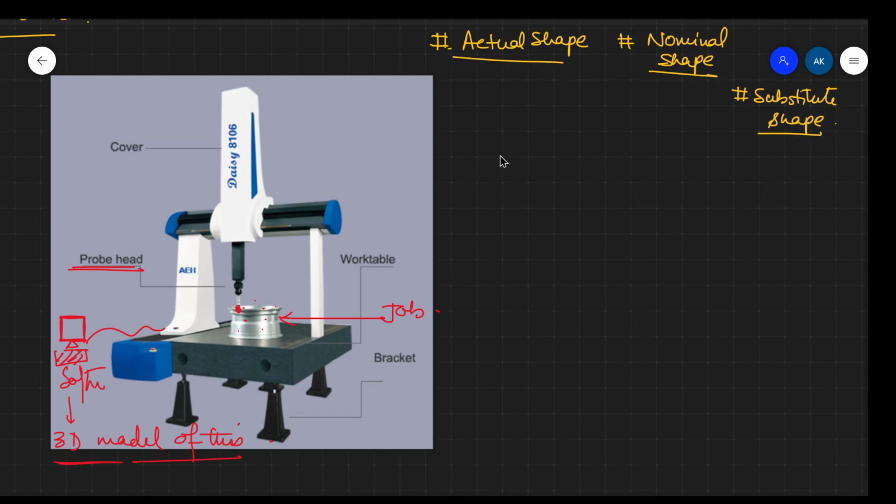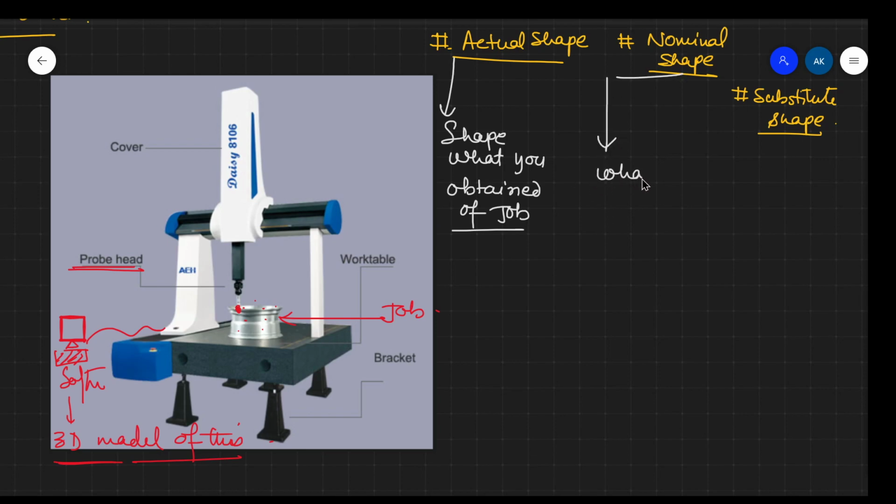So actual shape means the shape that you have obtained. I will not be telling this again and again, but whenever I say the shape, I mean what you obtain of the job. Don't start singing the song Shape of You. The second one is nominal shape. This is what you expected.